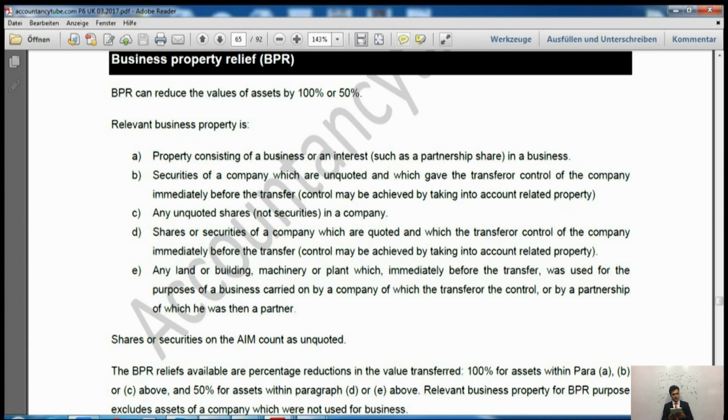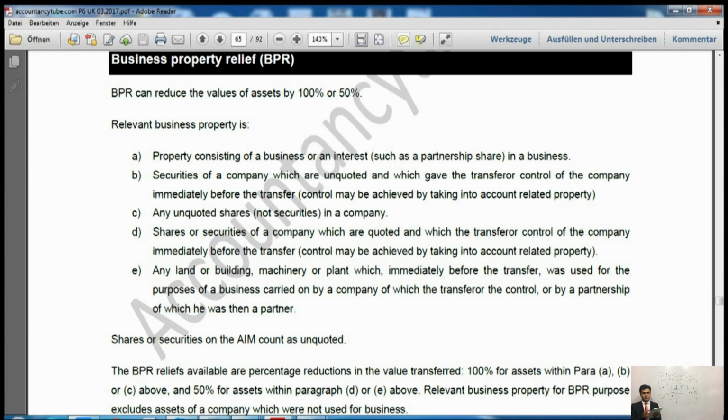Now, the business property relief, in short we can call it BPR, can reduce the value of assets by 100% or 50%. The following conditions are given to classify a property as business property. The conditions are from A to E. If you could just write it down, A to C, the first three, 100% relief will be available on these three, and on D and E you'll only get 50% relief. Alright?